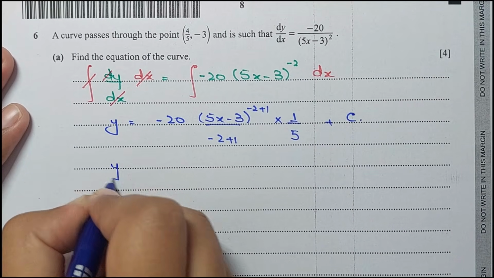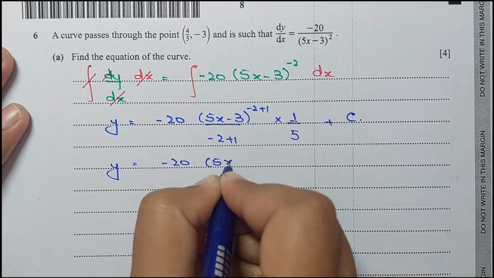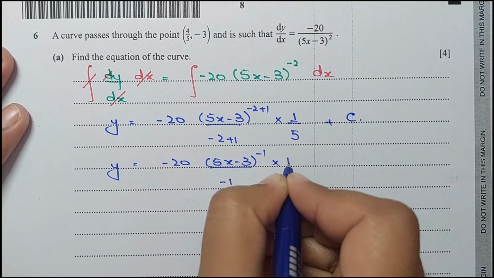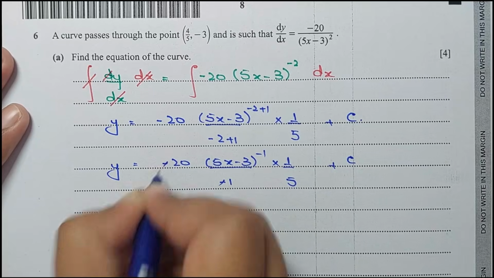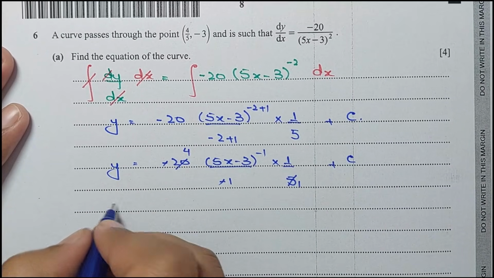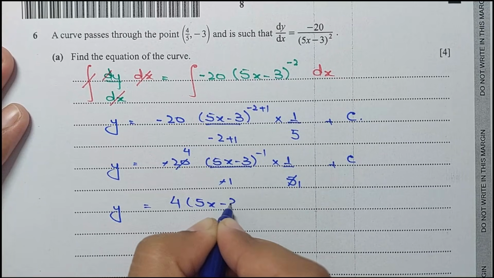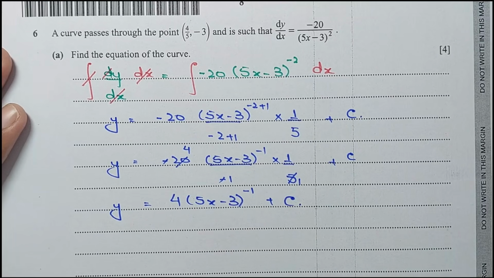Now y equals minus 20 times (5x minus 3) to the power negative 1 over negative 1, multiplied by 1 over 5, plus c. So the negative and negative cancel out. 5 times 1 is 5, and 5 times 4 is 20. So y equals 4 into (5x minus 3) to the power minus 1 plus the constant of integration.